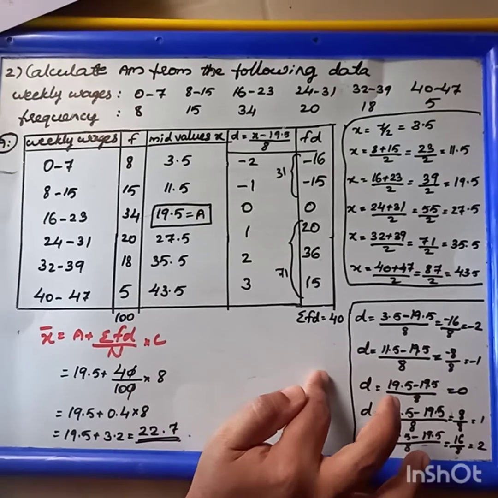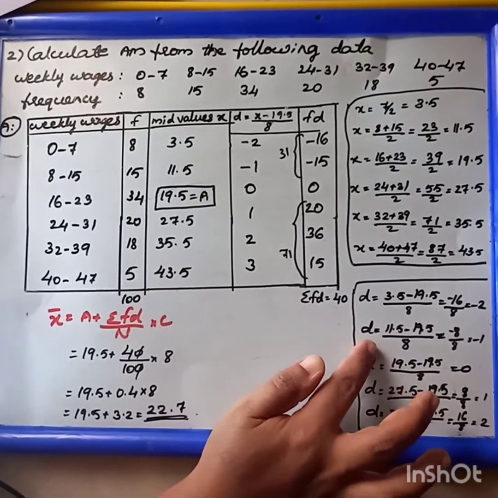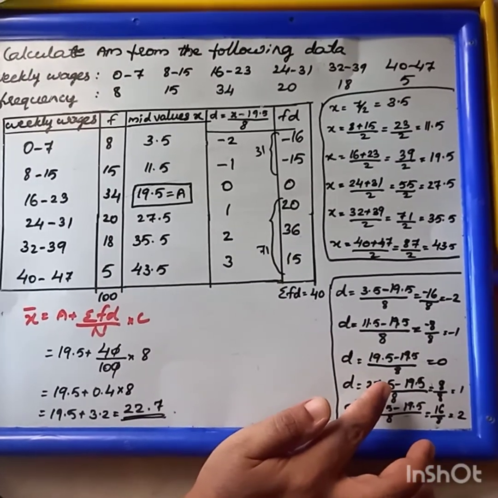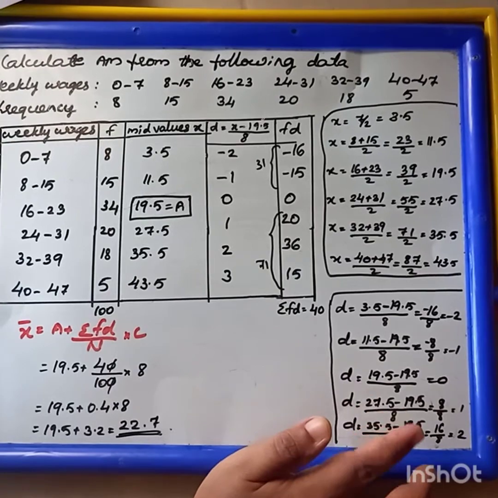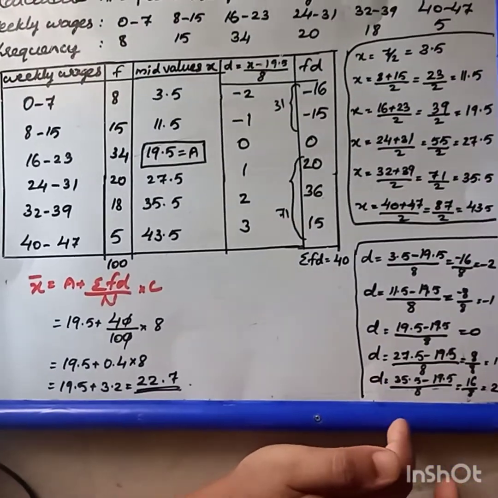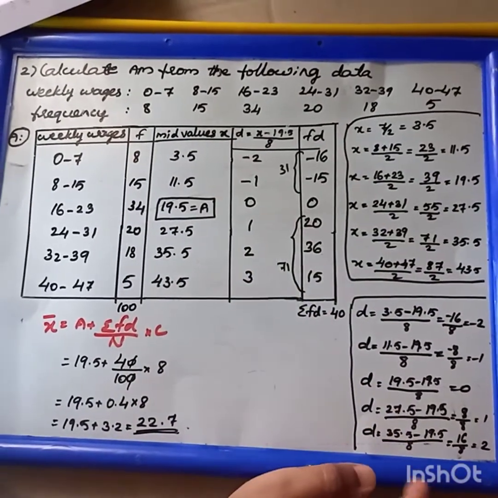Then d is equal to 11.5 minus 19.5 divided by 8, which is equal to minus 1. Then 19.5 minus 19.5 divided by 8 is equal to 0. Like that we got all the values: 1, 2, 3.